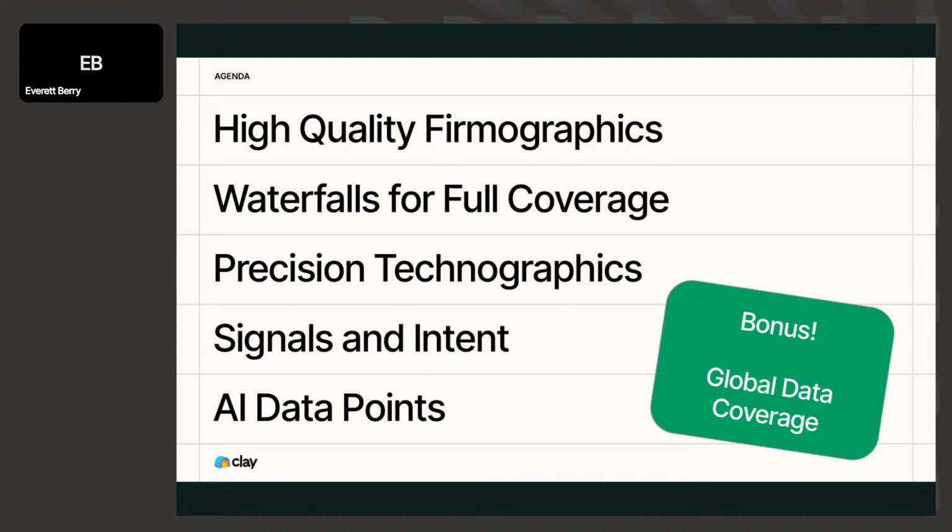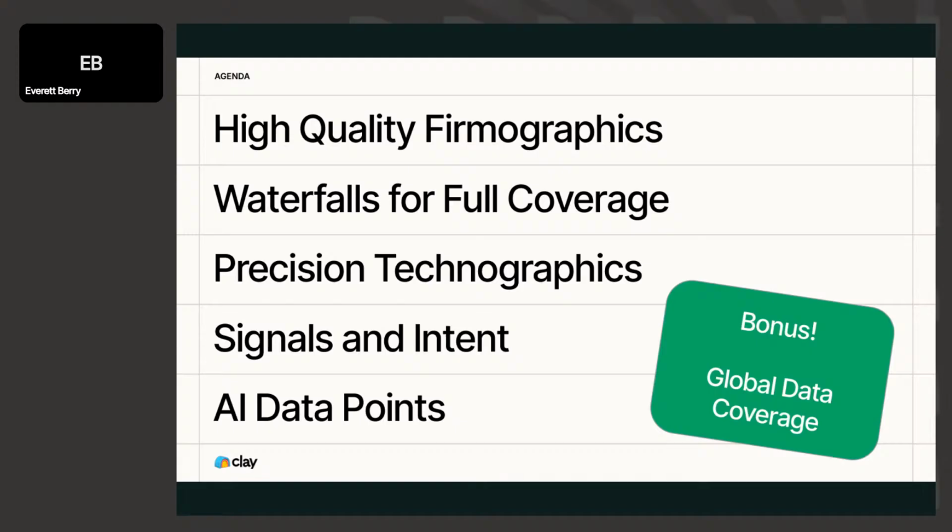And then, of course, talking about signals, a lot of people's favorite thing to reach for when it comes to prospecting or to measuring top of funnel. And then AI data points, this is a Clay specialty. This is where you're actually using agents to go out and fill in data and collect unique and interesting data points. Finally, it wouldn't be a discussion of Clay without talking about global data coverage.